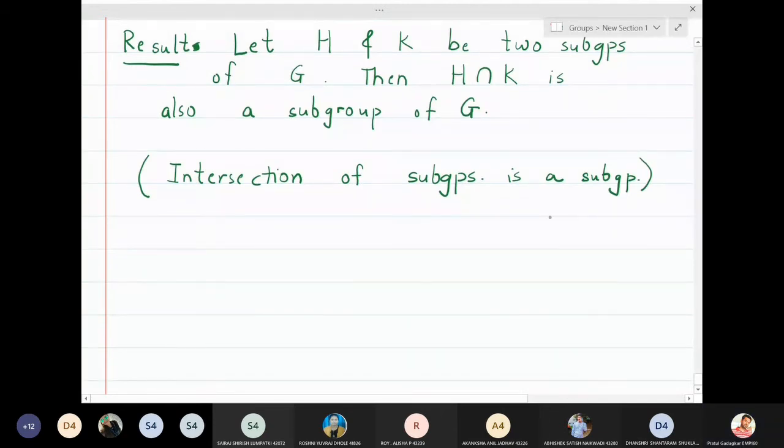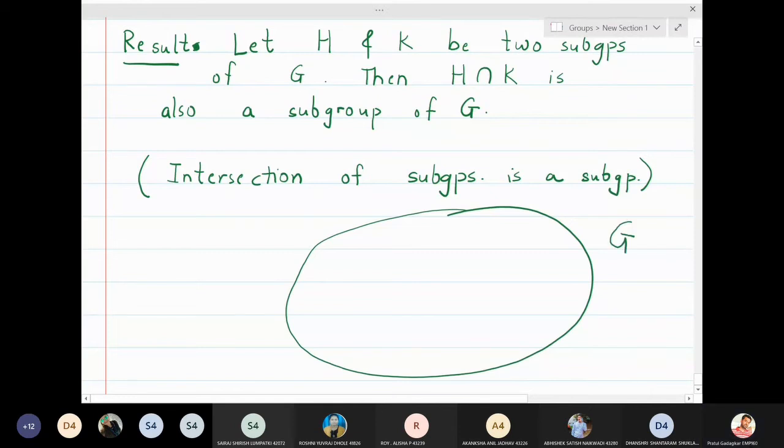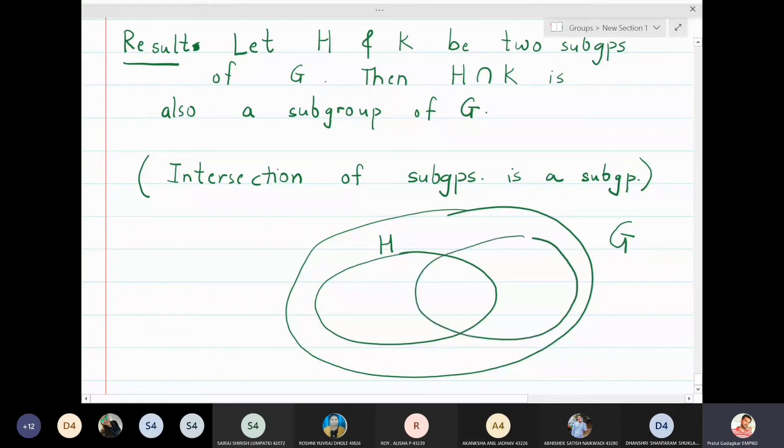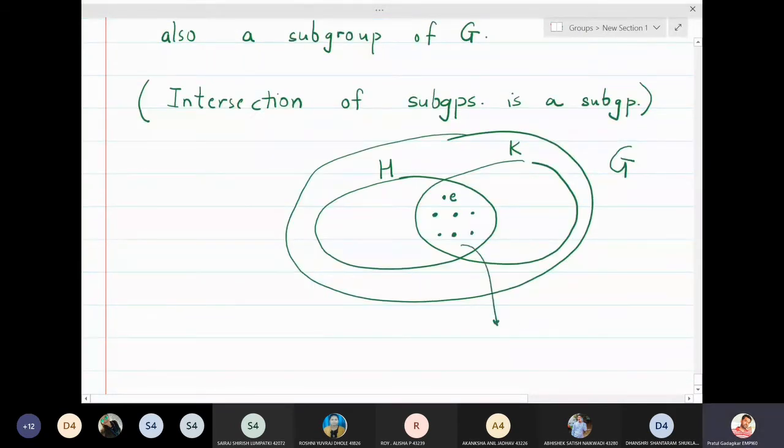So the picture with us is something like this. This is your G and this is your H and this is your K. The common element between H and K is identity. There are some other elements also, and this set is your H intersection K. H is a subgroup, K is also a subgroup, and we want to show that H intersection K is also a subgroup. So let us start the proof now.